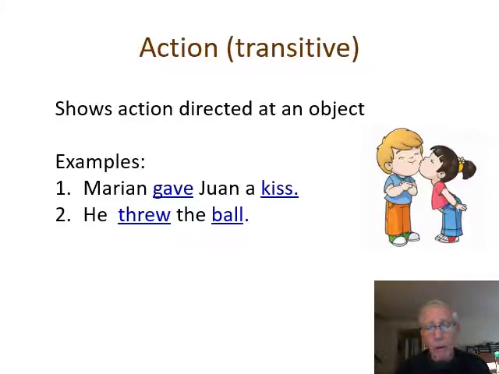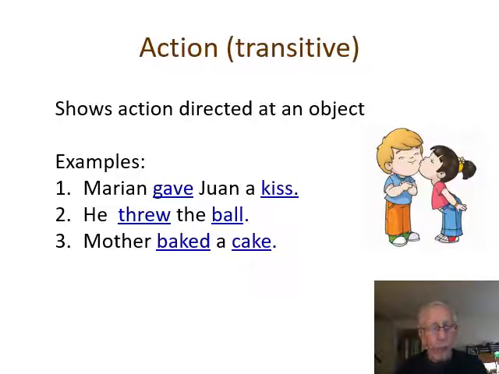He threw the ball. You can't simply have he threw, even though he is a subject, a pronoun, and threw is an action verb. The question is, threw what? It doesn't make sense unless you put in a direct object. In this case, threw the ball. Mother baked a cake. And baked is another example of a transitive action verb.